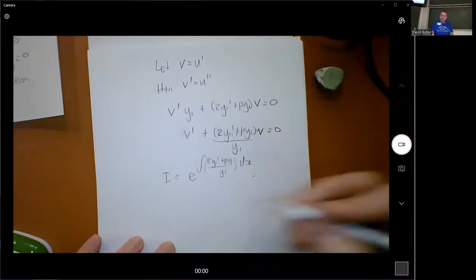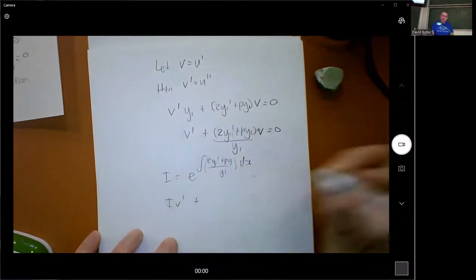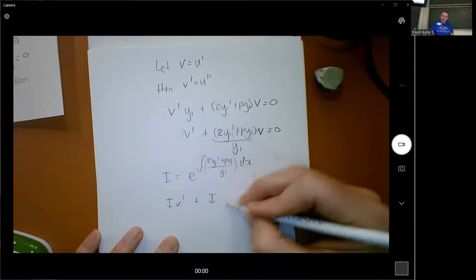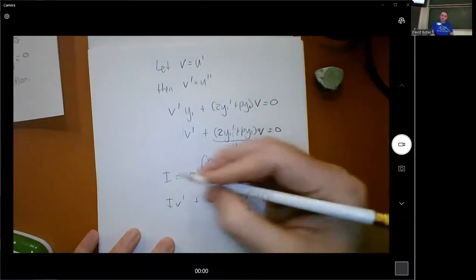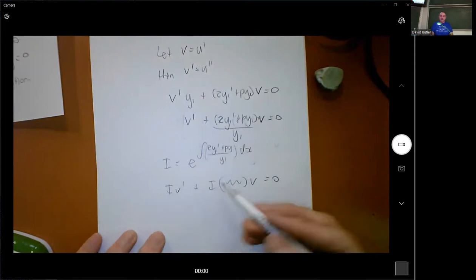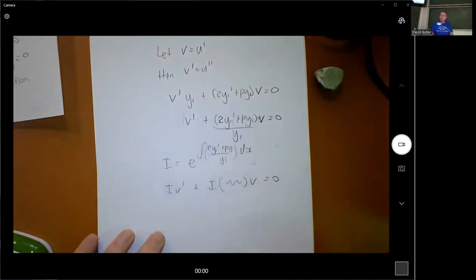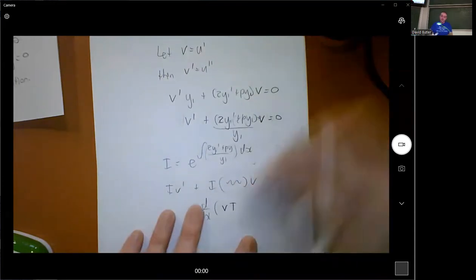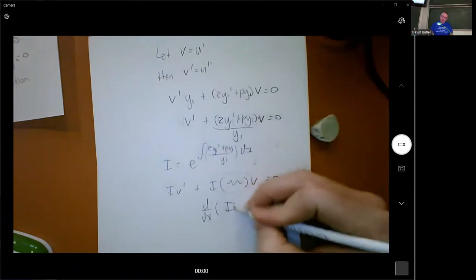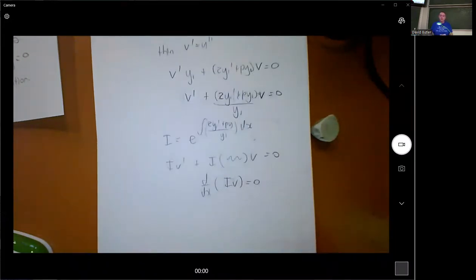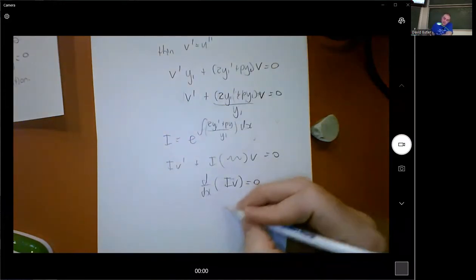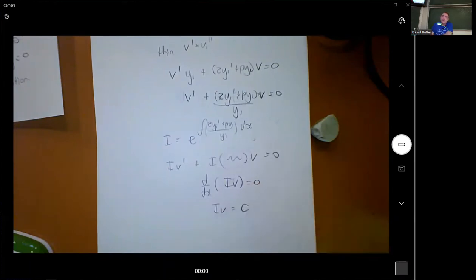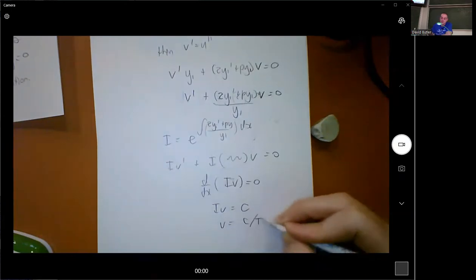And then you'd go that I v dashed plus I times all of that v equals 0. And then that's magically set up so that this is the derivative of that. And so this comes from the product rule. And so you get I v is a constant, because you integrate both sides. And so v is whatever C divided by I is.